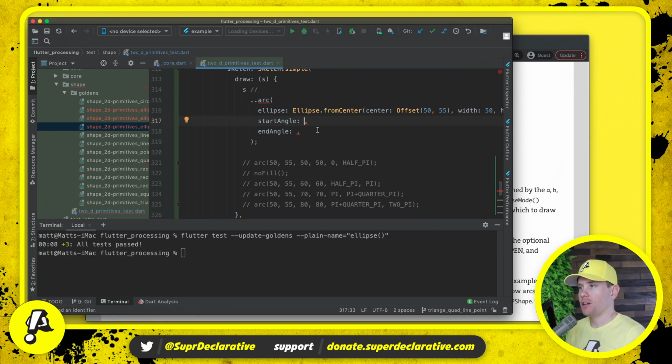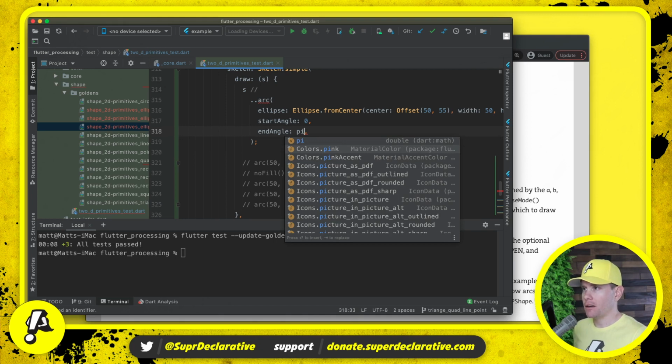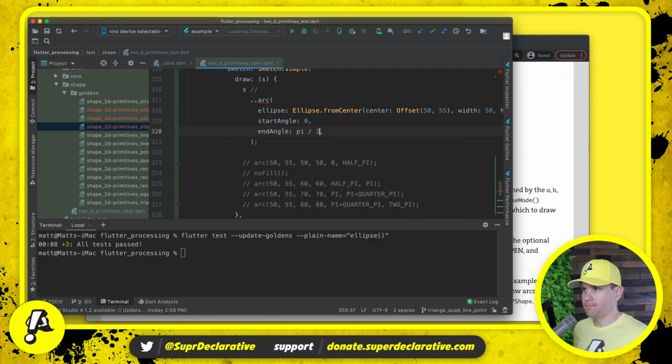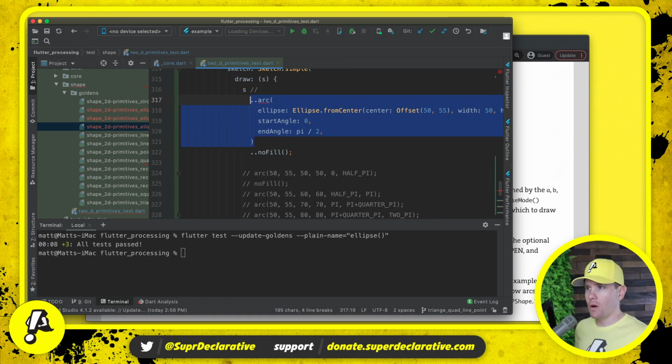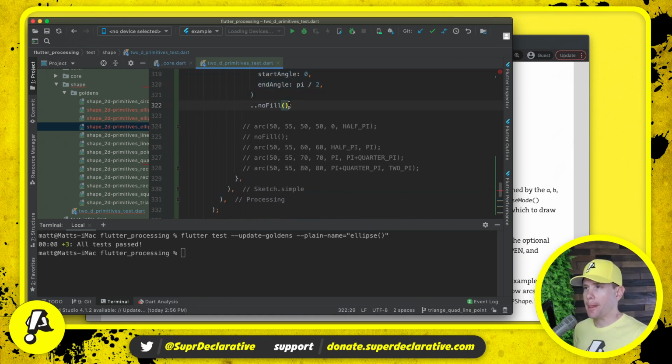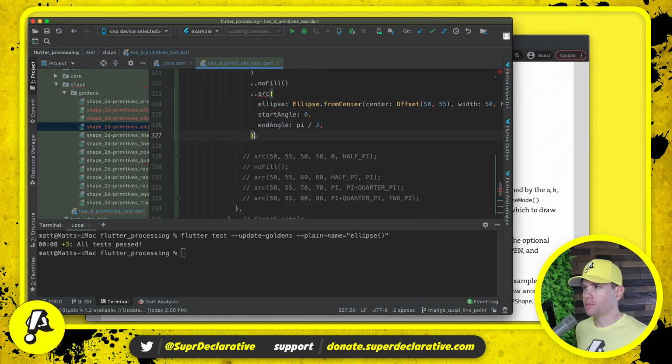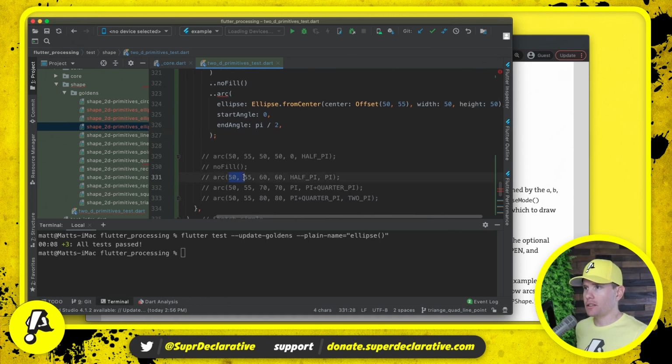Again, implementing the specific example from the spec. For this first arc, the start angle is 0. The end angle is pi over 2. And then that's it. Then we're going to say no fill. And then we want 3 more arcs. This next one is still, all of these have the same center position, and their radius or their width and height grow by 10 each time.